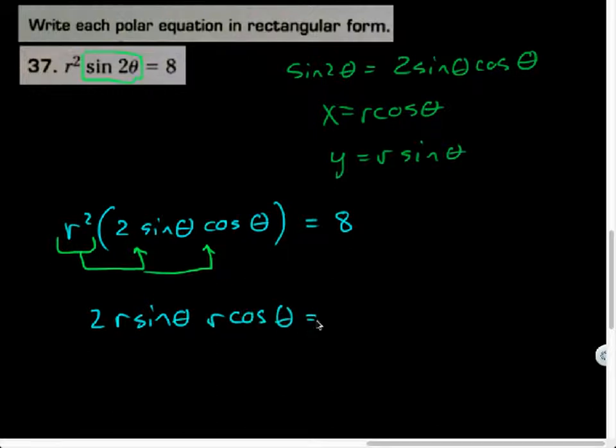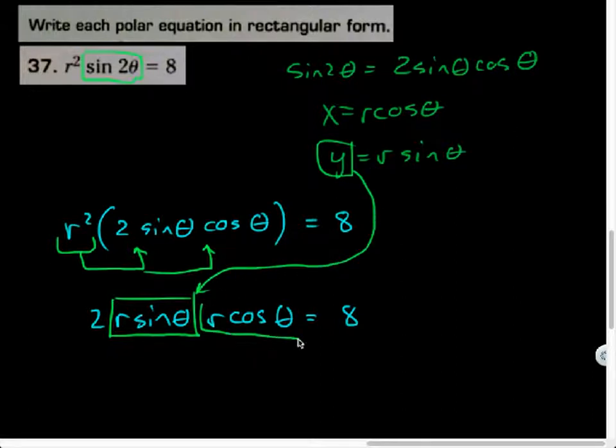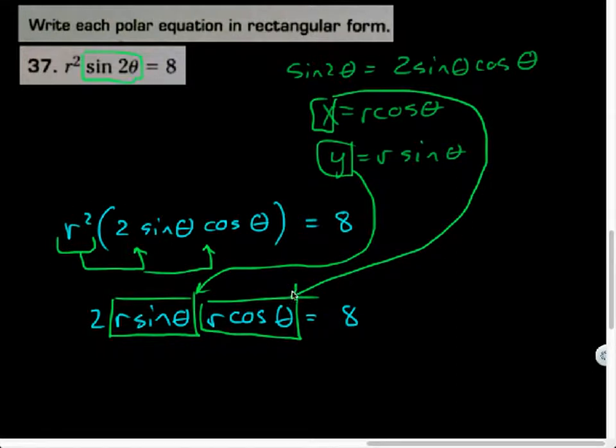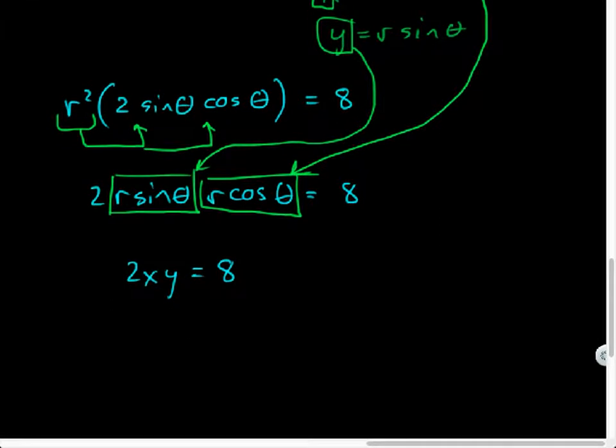Why do I like that? Because r sine theta is just going to be y, and r cos theta is just going to be x. So this is just 2xy equals 8, which I could divide both sides by 2 to get xy equals 4. And this is the answer.